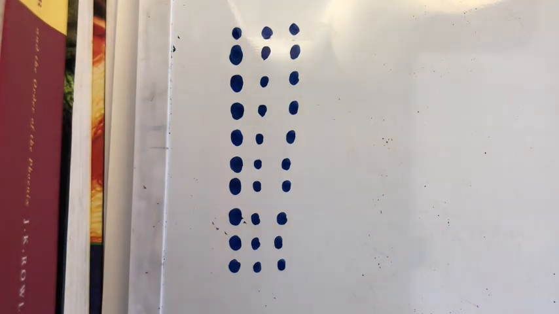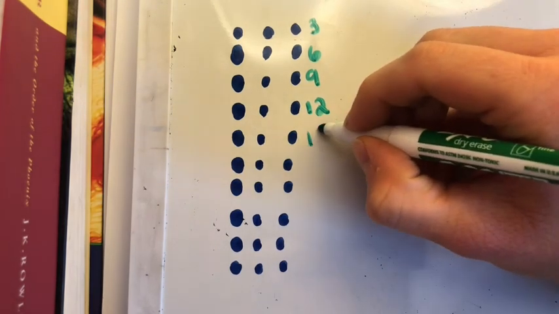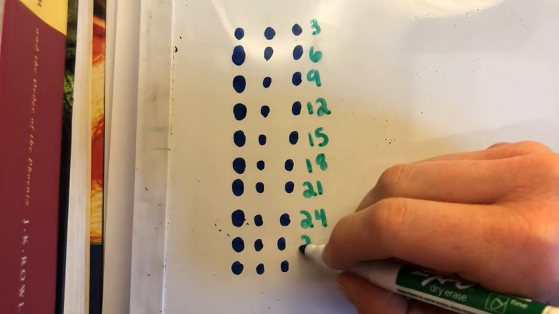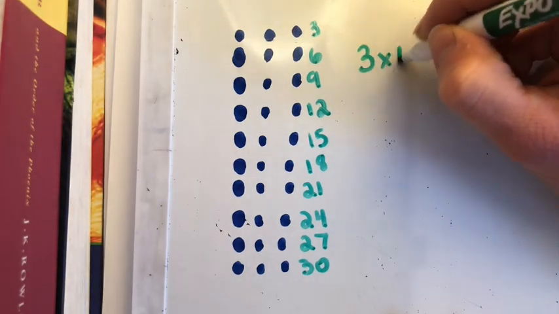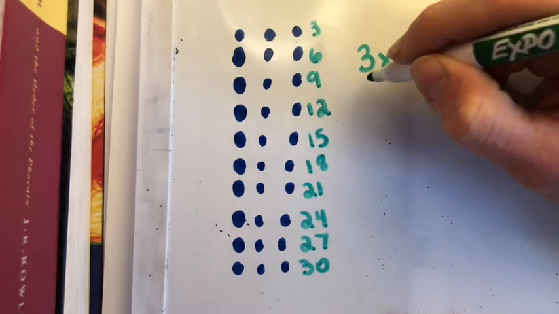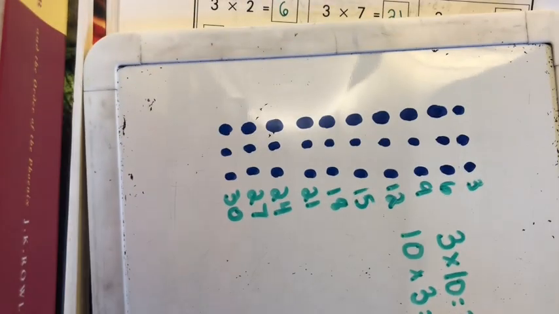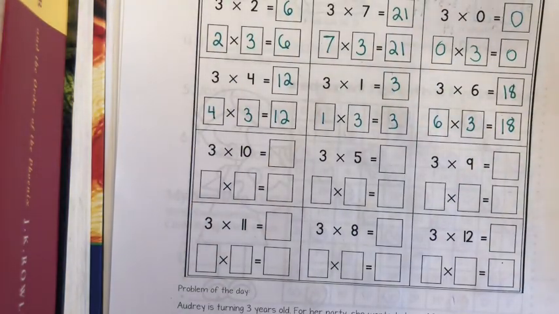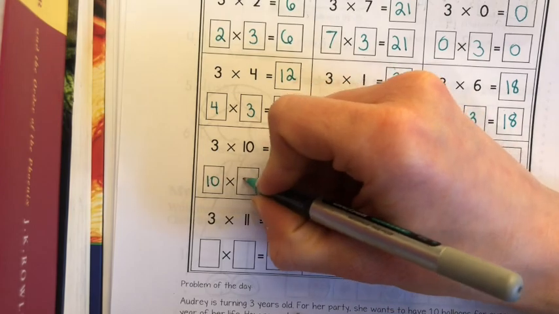Okay, so let's count by threes together. Ready for this? 3, 6, 9, 12, 15, 18, 21, 24, 27, 30. So 3 times 10 is 30. And 10 times 3 is 30, because if I turn it on its side, it does not change the number of dots, right? That's all we're doing when we flip them with this commutative property. So let's write it out. 3 times 10 is 30. 10 times 3 is 30.